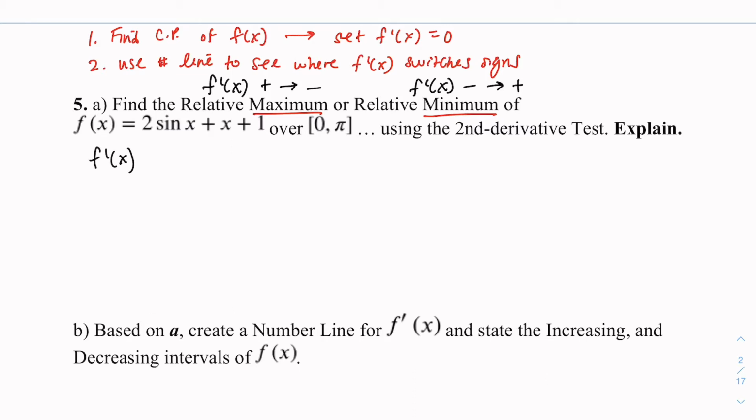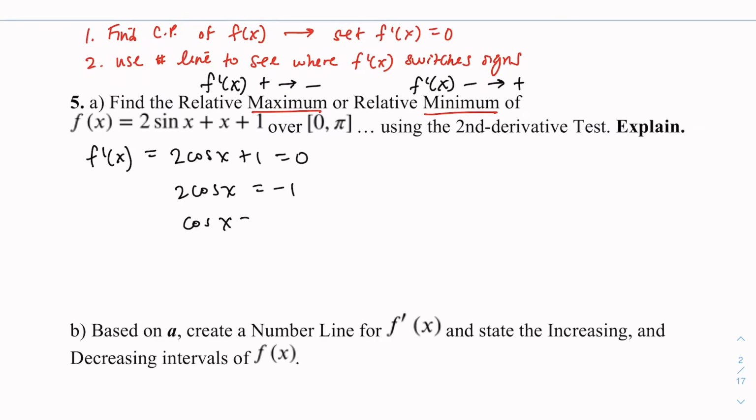The derivative of 2 sine x is 2 cosine x. Derivative of x is 1, and the derivative of 1 disappears. Next step, we'll set this equal to 0. So solving for x, I get 2 cosine x equals negative 1. Dividing by 2, I get cosine x equals negative 1/2.